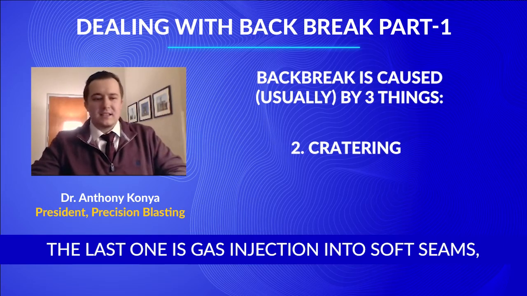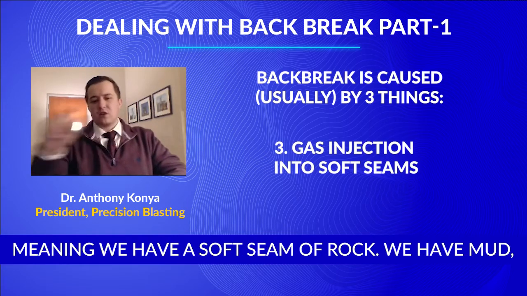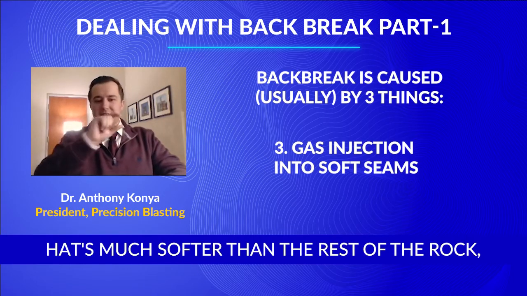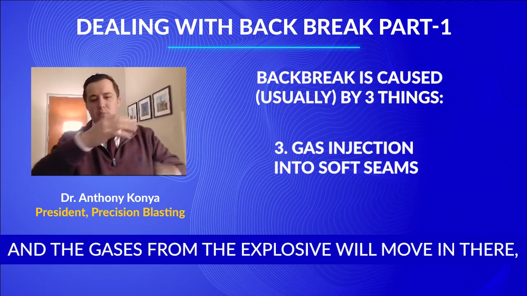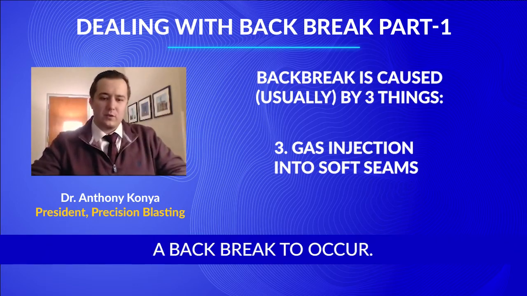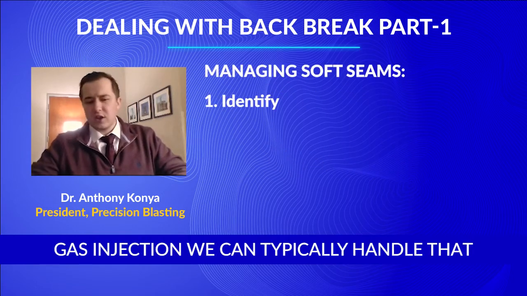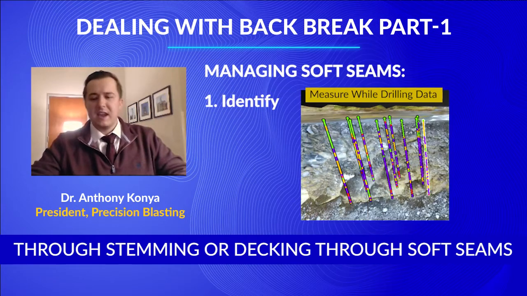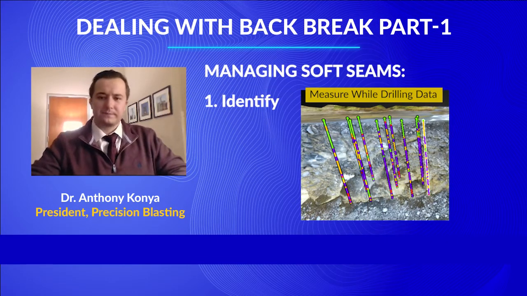The last one is gas injection into soft seams, meaning we have a soft seam of rock, we have mud, we have a cave, we have something that's much softer than the rest of the rock, and the gases from the explosive will move in there, and it pops that seam open, which can cause a backbreak to occur. Now, gas injection, we can typically handle that through stemming or decking through soft seams and by avoiding overloading.